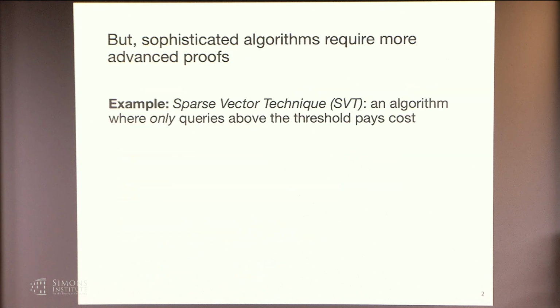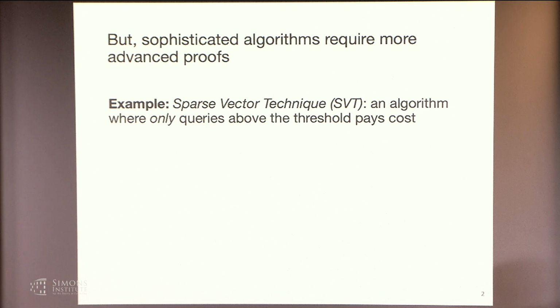But in fact, a lot of times in reality, we want more sophisticated algorithms, which require more advanced proofs than the ones you can derive from the composition theorem. One example I have is the sparse vector technique. It answers exactly the same question, how many queries are above a threshold T, but this clever method answers it in a more accurate way. I will show you the code of SVT shortly, but intuitively the algorithm only pays cost for the queries that are above the threshold, making it more precise than the previous algorithm where each query carries some privacy cost.